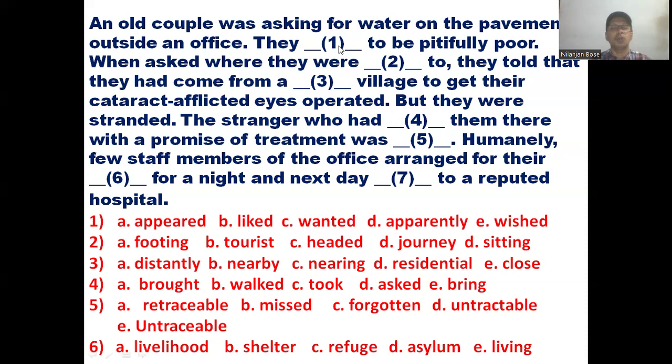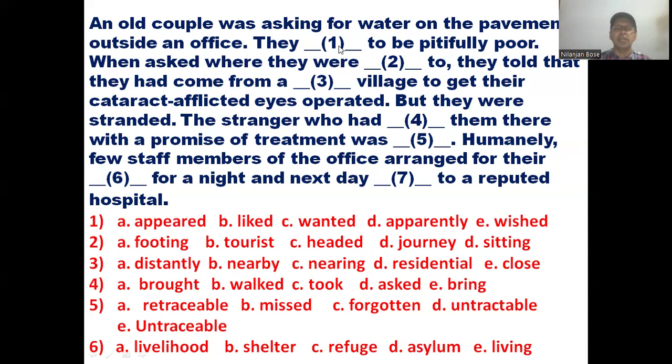Now let me go through the options first. They dash to be pitifully poor. First option is appeared, then liked, then wanted, then apparently, then wished. If I go through all the options, I'm quite sure यहाँ पे जो बात किया जा रहा है ना, जैसे एन ओल्ड कपल के बारे में बात किया, उसके लिए प्रोनाउन आप क्या ये उसके यहाँ पे दे, राइट. ये लोग देखने में लग रहा है पिटीफुली पोर, देख के ही लगता है. So actually we are trying to focus on the word like appearance, and in the first option 1A it is written appeared, so that should be the correct answer. They appeared to be pitifully poor.